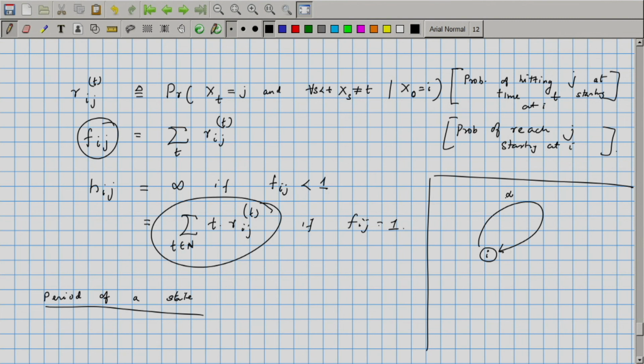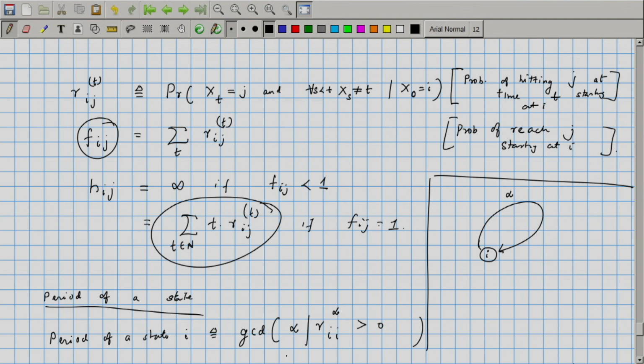So, we can write this as the period of state I. This is the GCD of a collection of numbers, alpha, such that you start at I and come back to I in alpha steps. If you could start at I and come back to it in alpha steps, collect all those alphas, which should be greater than 0. So, look at all those alphas, take their GCD, that is the period.